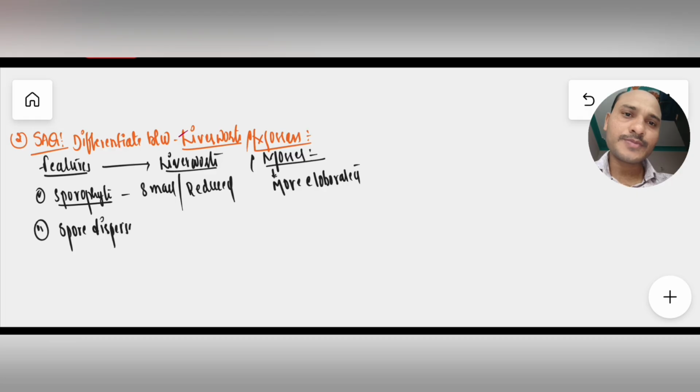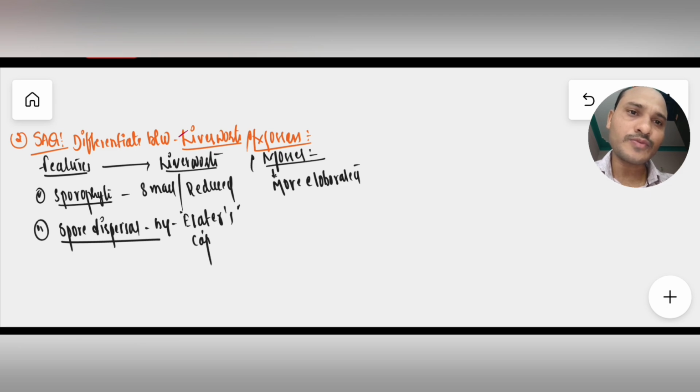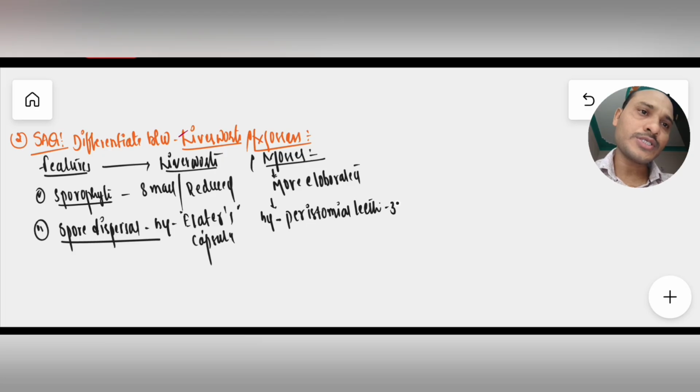So every sporophyte plant body produces spores in its capsule. Here the spore dispersal in liverworts is by a structure present in the capsule, that is elaters. This elater structure is present in the capsule of the sporophyte plant body. And spore dispersal in mosses is by peristomial teeth, very important. There are 32 peristomial teeth present in the moss capsule.